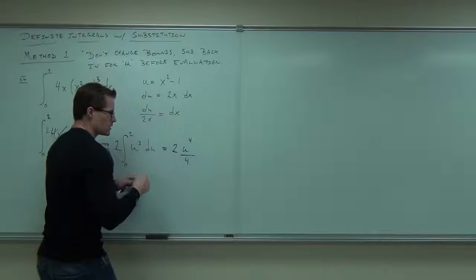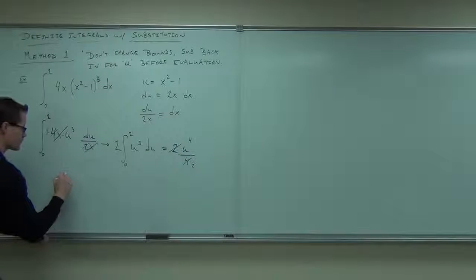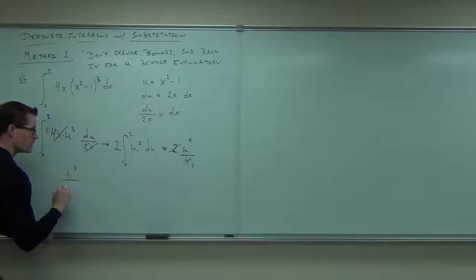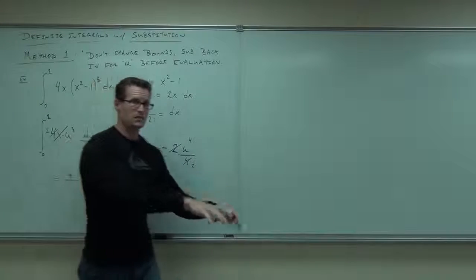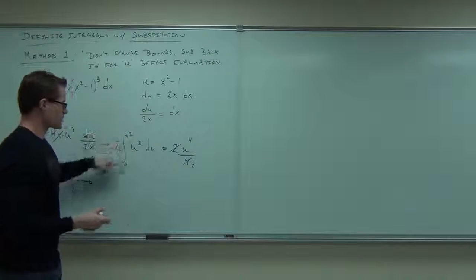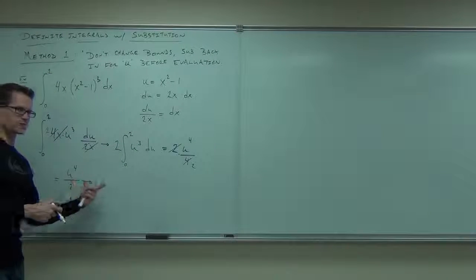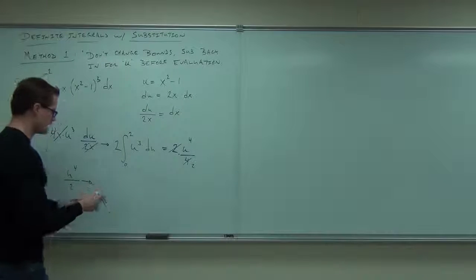So instead, we're going to do a little bit of simplification still. We're going to get u to the 4th over 2, and you all said that you're going to substitute back in for u in terms of x before you plug this in. You see, if these bounds are in terms of x, I want my integral to be in terms of x before I evaluate.